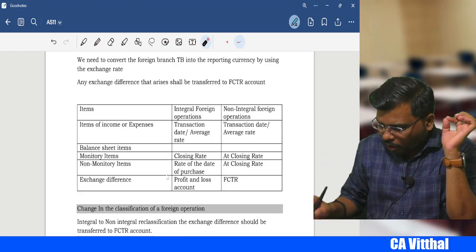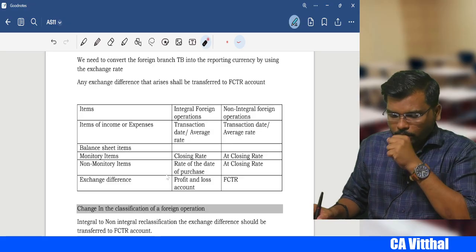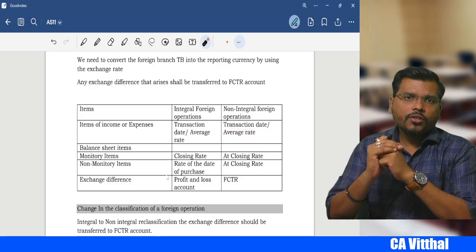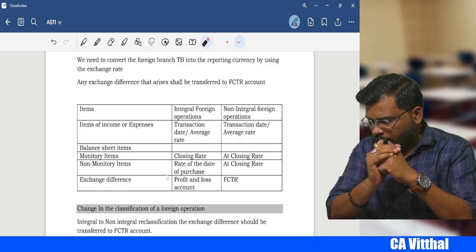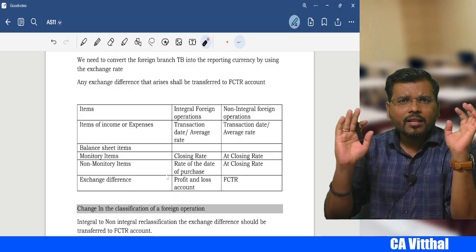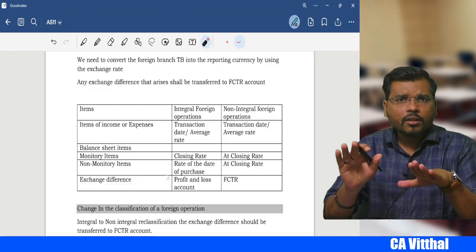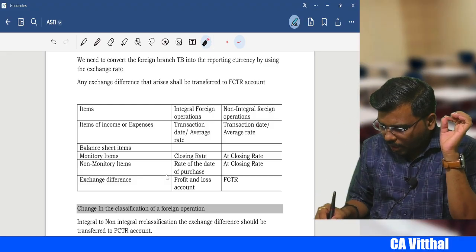Same thing for non-integral also, that is transaction date rate or average rate. Is that clear? But generally in the exam, I have seen that they will not give you the transaction date rate. They will always give you the average rate.